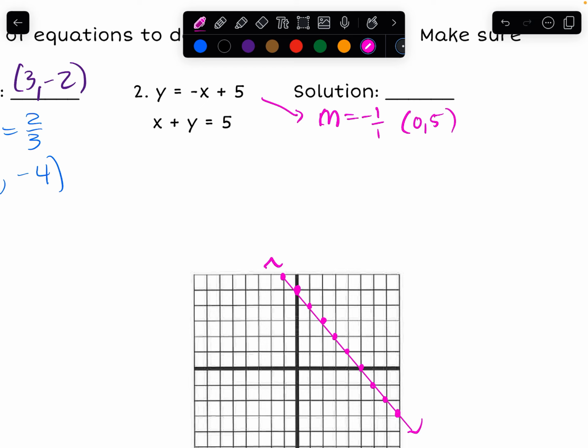Okay, my second equation. It's not solved for y yet, so I need to solve it for y first. I would get y equals -x plus 5. Look at that. That's the exact same equation. So the answer to this, or the solution, is infinite solutions.